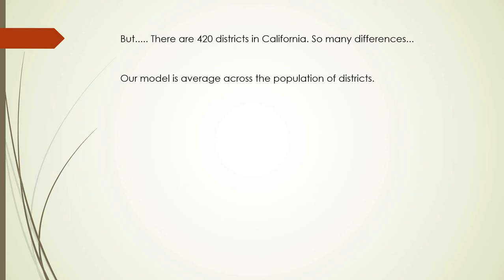And every time you're explaining the beta coefficients, beta 1 specifically, you need to say that this is the change on average. It doesn't mean that beta 1 will be the same for every district in California. It is on average for 420 districts.